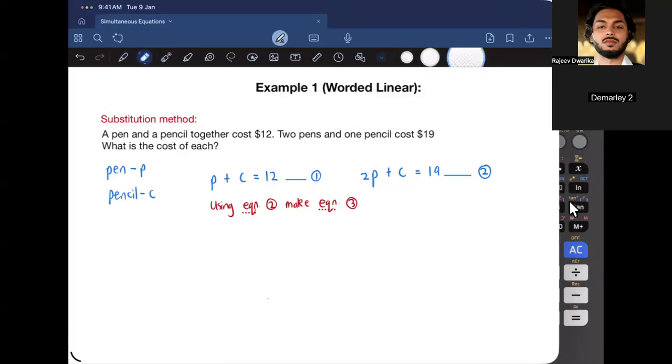So you're saying you want to make p the subject of the formula? Yeah. Okay. So we have 2p plus c is equal to 19, right? Yeah. I want to make p the subject. What does not belong on the left-hand side? The 2? No, the 2 is merged with the p. So the c then. C.